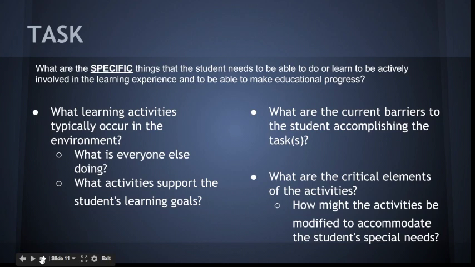But from a listening comprehension standpoint, he can understand the material. What are the critical elements of the activity, and how might we modify to accommodate for that student's needs?